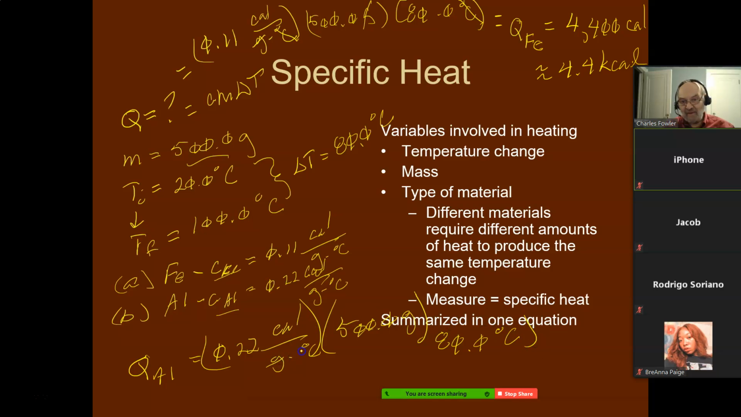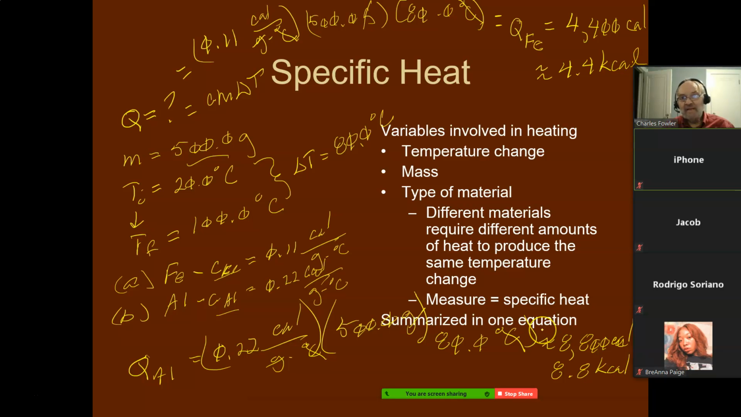And again, the grams cancel out grams, the degree Celsius cancels out degree Celsius, and that leaves you with 0.22 times 500 times 80, and that gave you 8,800 calories, or exactly twice. And again, if you don't like to use such big numbers and you want a bigger unit, that would be 8.8 kilocalories.